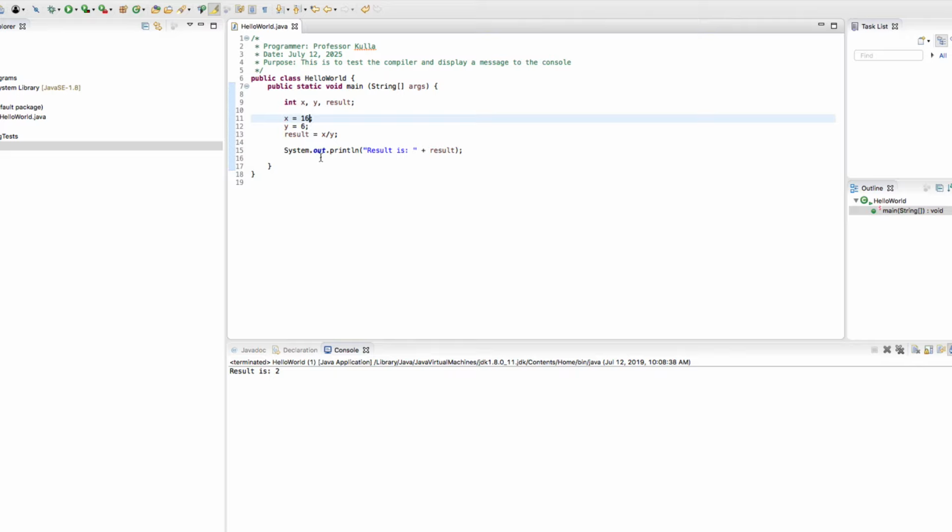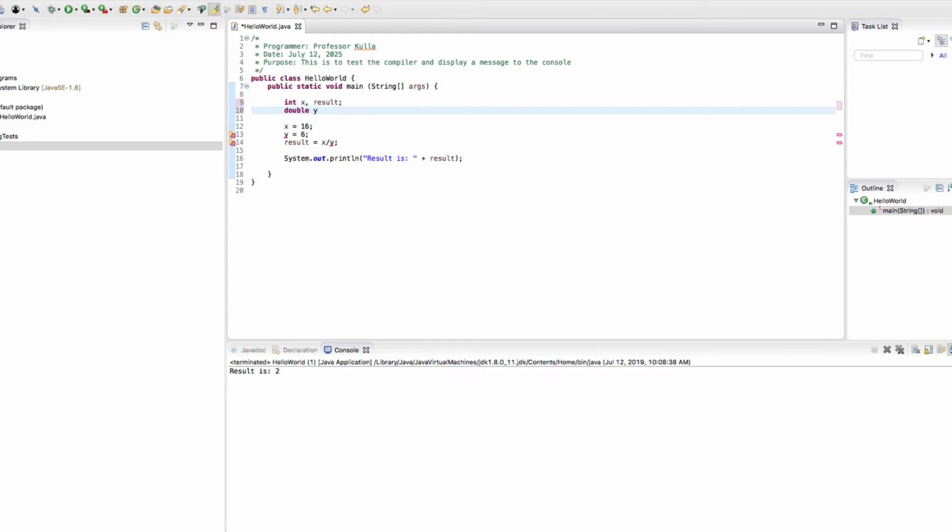Now, how do we get it to give us an answer that is not integer? The way you do that is you make one of the two variables, the x or the y, a double or a float, right? So instead of making the y, for instance, an integer, I'm going to declare y as a double, and I'm going to assign 6.0 to it just to make it clear in my assignment here that I have a double or a floating point number. Now, this is giving me an error, and the reason it's giving me an error is because I'm trying to now store floating point division into an integer. So I can no longer have the result be an integer. The result also has to be a double.